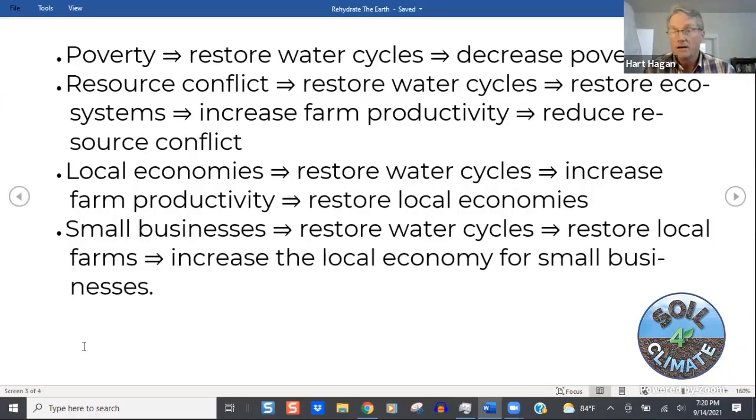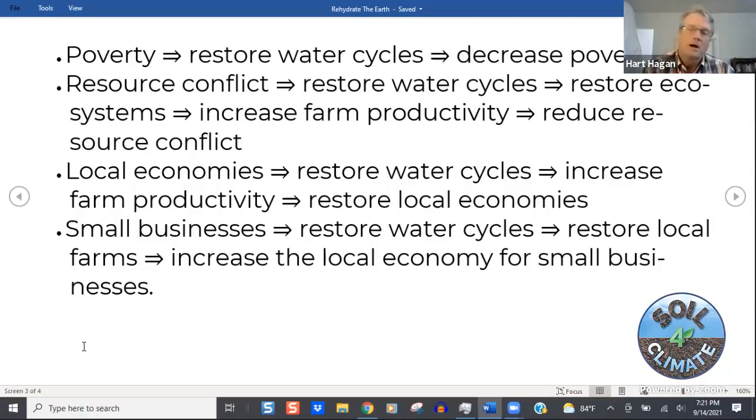Next item, local economies. Local economies are too weak. Multinational corporations occupy too much space in our economies. We can solve that problem to some extent just by deciding to produce locally and consume locally. We can do much more of that by restoring water cycles, restoring ecosystem function, making farms more productive. And agriculture is or can be the basis of a local economy. We can have strong local economies if we restore water cycles and restore ecosystems.